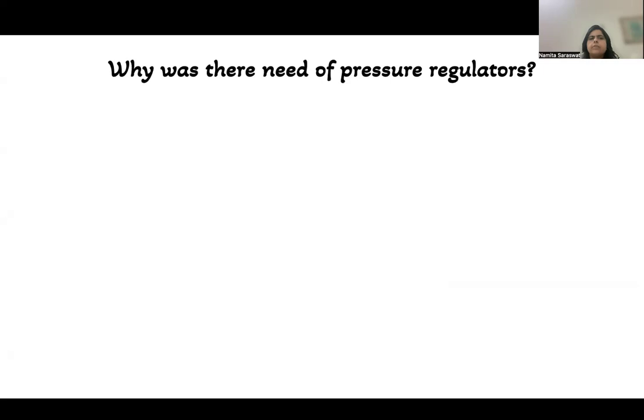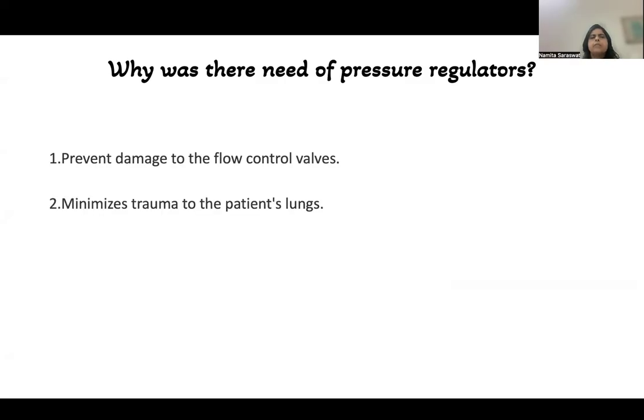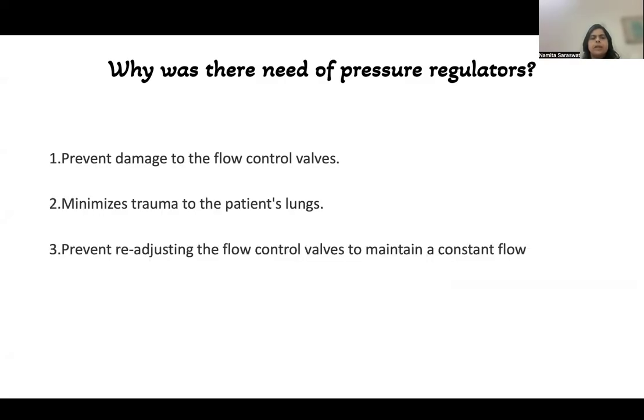So the question again is, why was there a need for pressure regulators? There was a need for pressure regulators because they prevent damage to the flow control valve, as high pressure can damage the flow control valve. They will minimize the trauma to the patient's lung. And also, since the variable high pressure is converted into constant low pressure, it will prevent the readjusting of the flow control valve to maintain a constant flow.